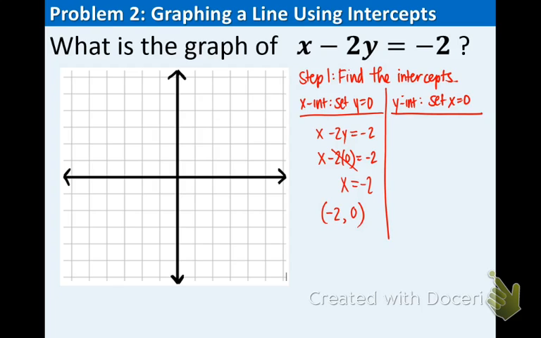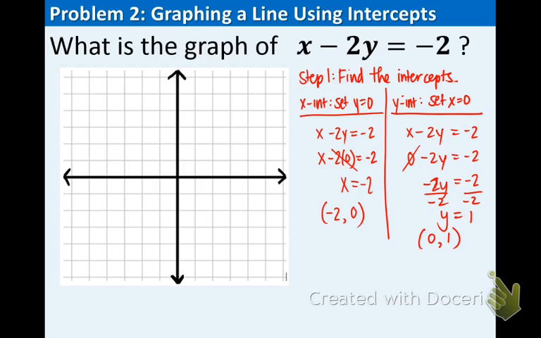Now, similarly, we're going to take the same equation and substitute the 0 in for the x this time. The 0 is gone, and you're left with negative 2y equal to negative 2. One step, divide by negative 2, and that is equal to y equals 1. So the coordinate point is (0, 1). So the first step was to find the x and the y intercepts, and now we're going to plot those 2 points and draw a line through the points.